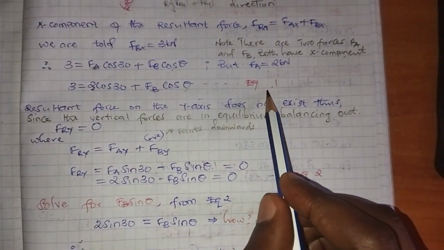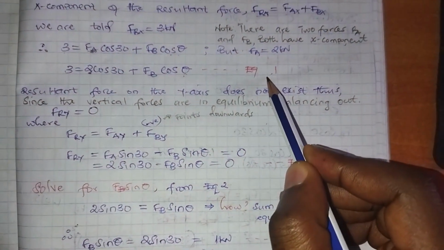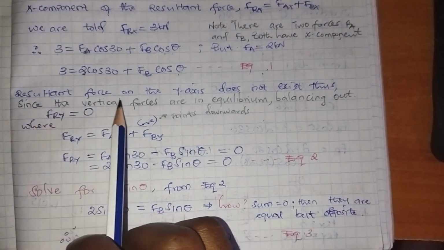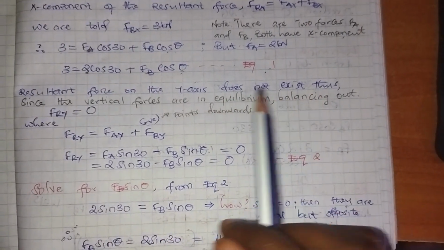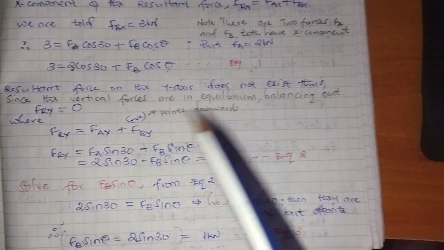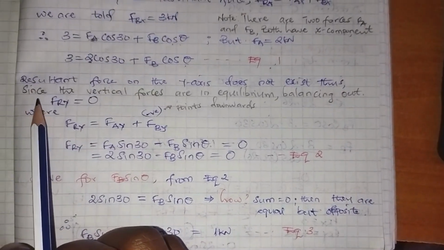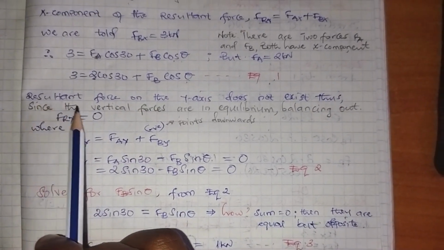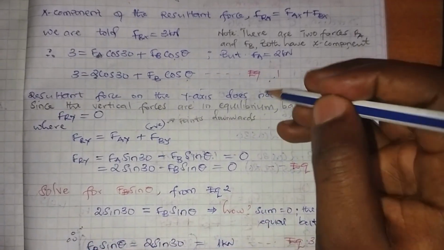We have already gotten our equation 1. Now the resultant force on the y-axis does not exist. Thus, since the vertical forces are in equilibrium, what this means is the resultant force on the y-axis is 0, right?